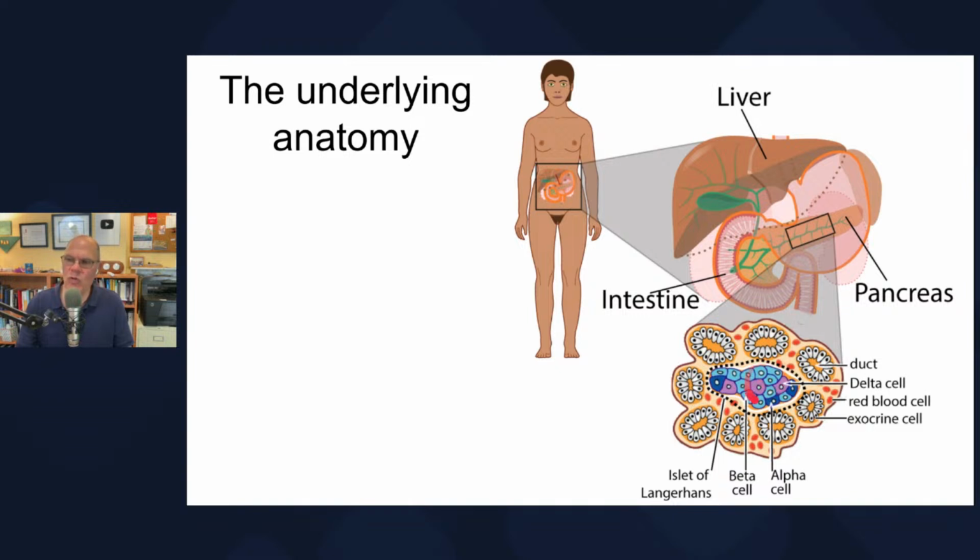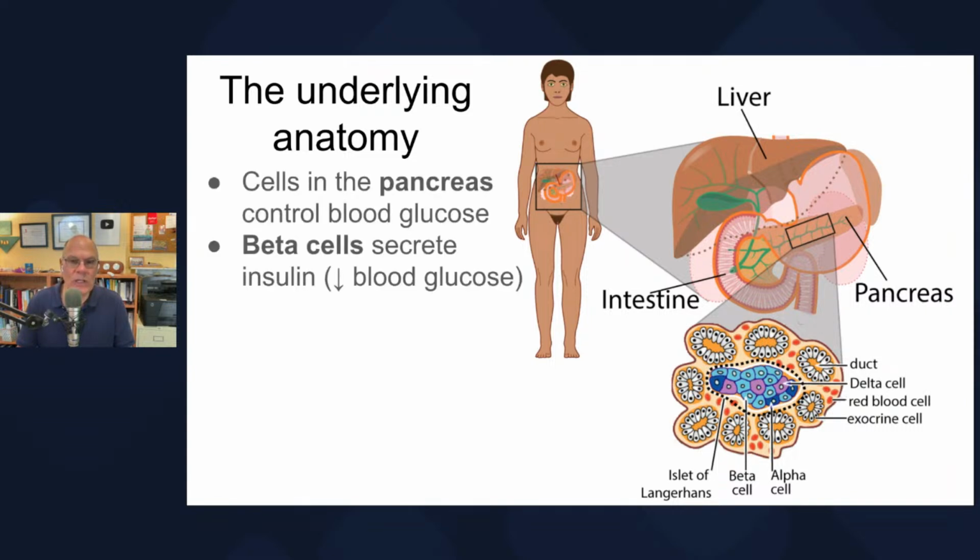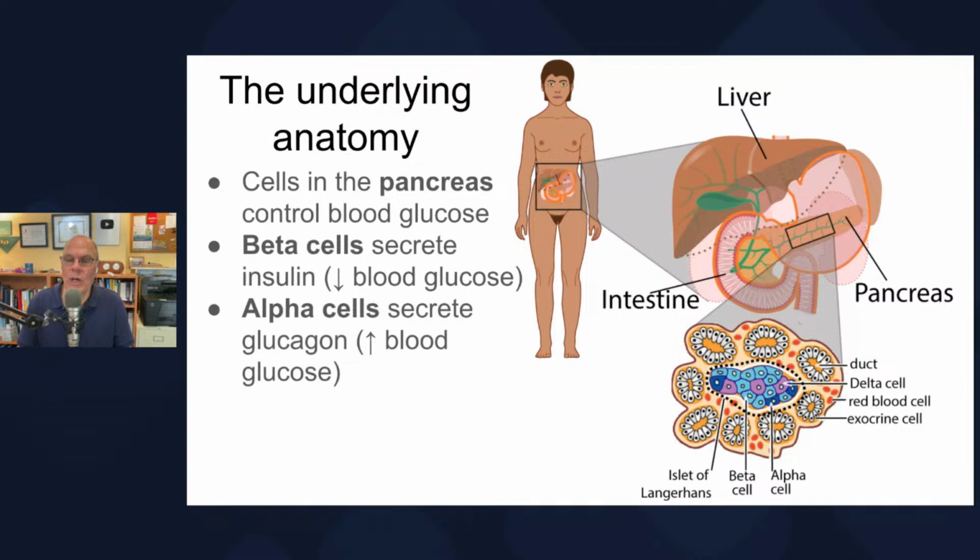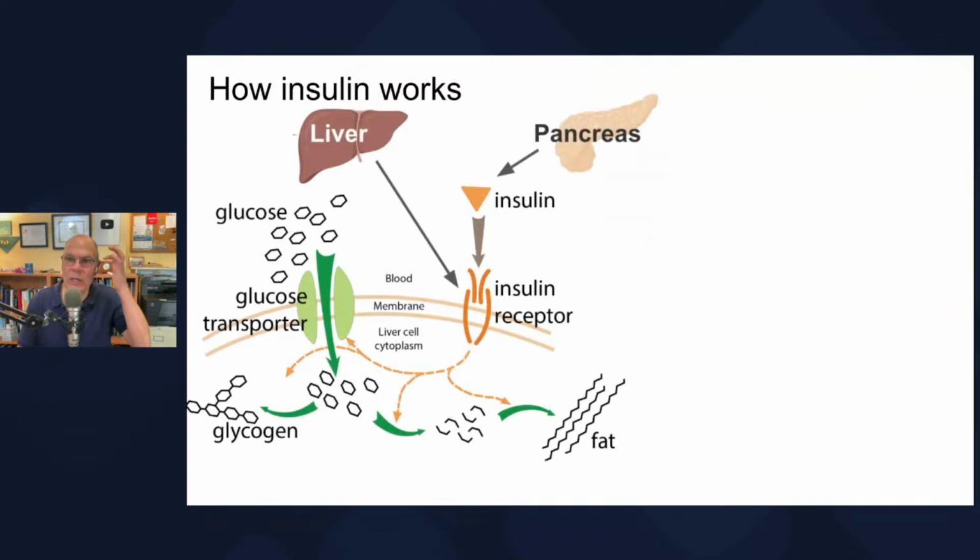If you took a cross section and then looked at your pancreatic tissue with a microscope, you'd find that there are all kinds of specialized cells, but the only ones that we care about are beta cells and alpha cells. They're in a kind of tissue that's called the islet of Langerhans, and these are the cells that produce insulin and glucagon. Beta cells secrete insulin, which lowers blood glucose. Alpha cells secrete glucagon, which increases blood glucose.